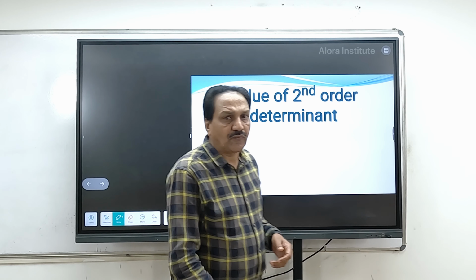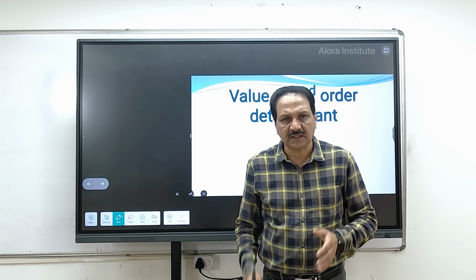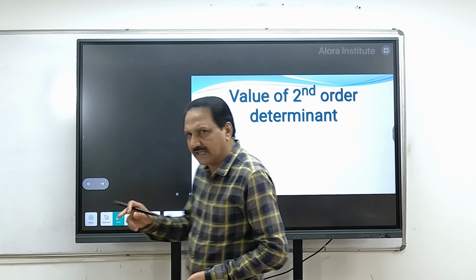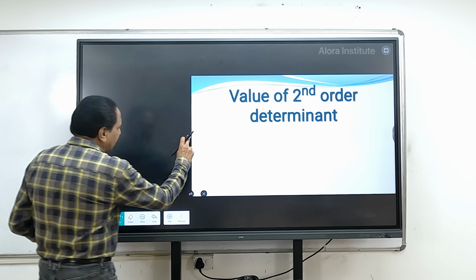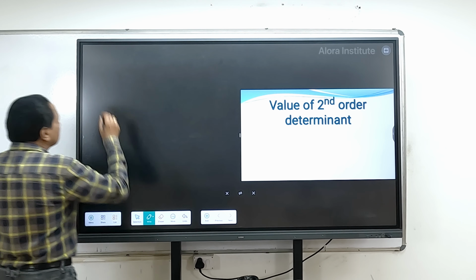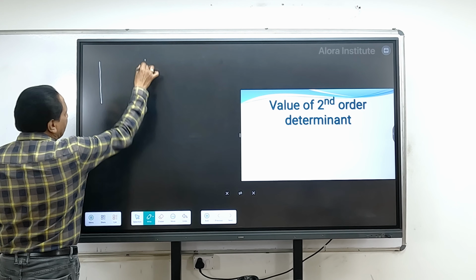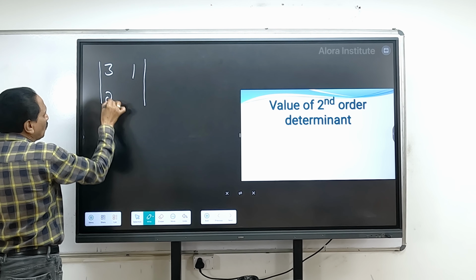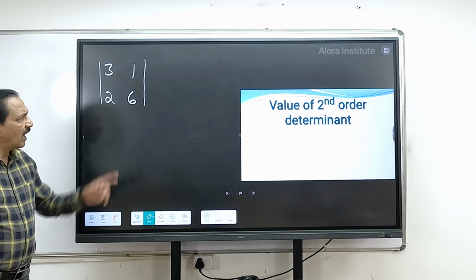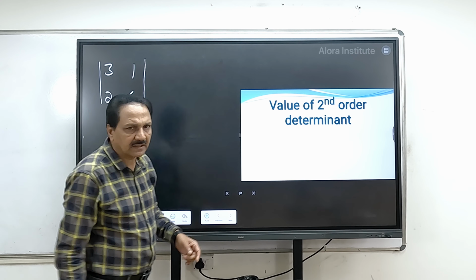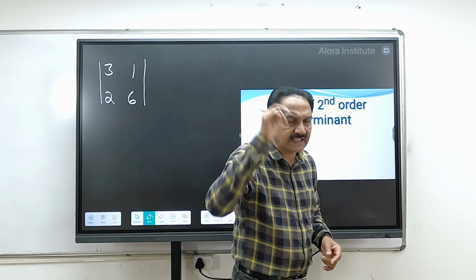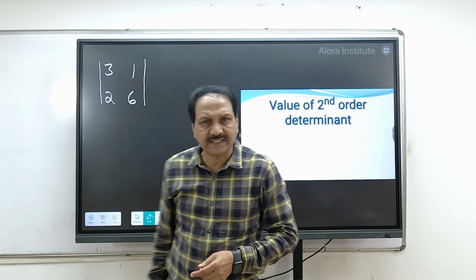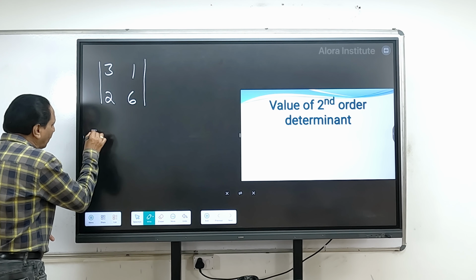How to find the value of second order determinants. Suppose if you are given a second order determinant, how to find the value of that? I will just take a simple numerical example for this. Say for example, we have a determinant with the elements 3, 1, 2 and 6. How to find the value of this determinant? As you can make out here, this is called as a second order determinant as you have 2 rows and 2 columns. Right? So, what is the formula for this?